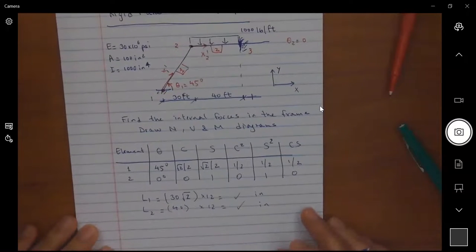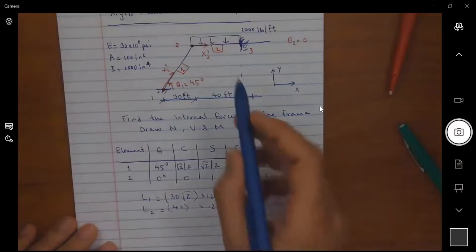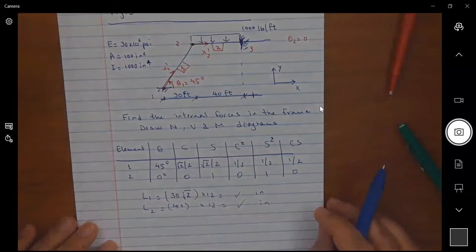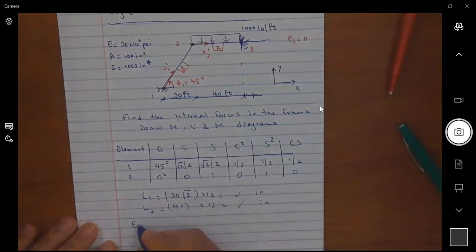The next interesting one here is when I look at element two, I have loads between nodes. So we want to find the equivalent nodal loads.